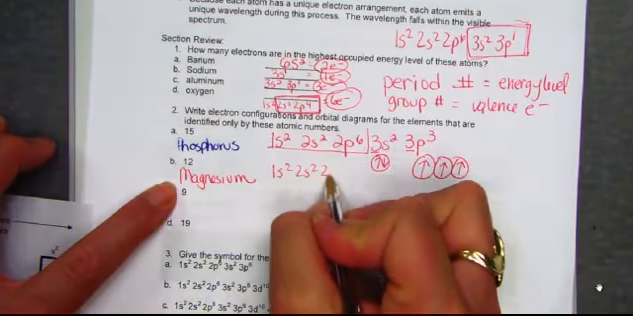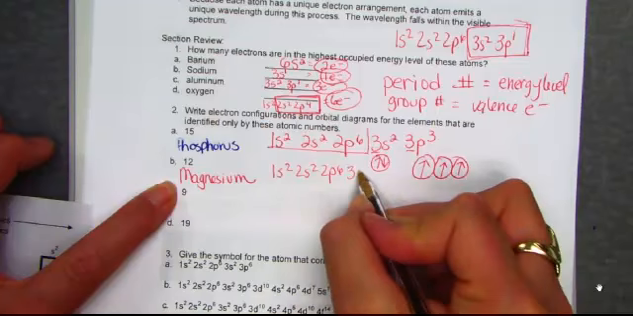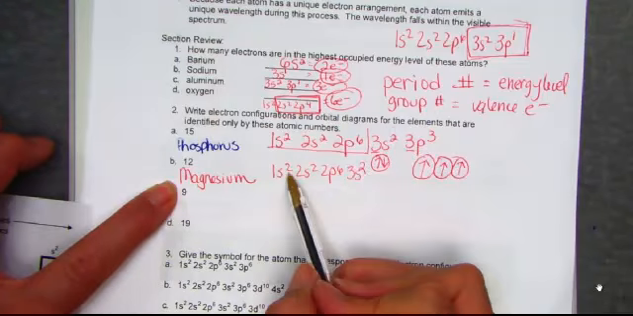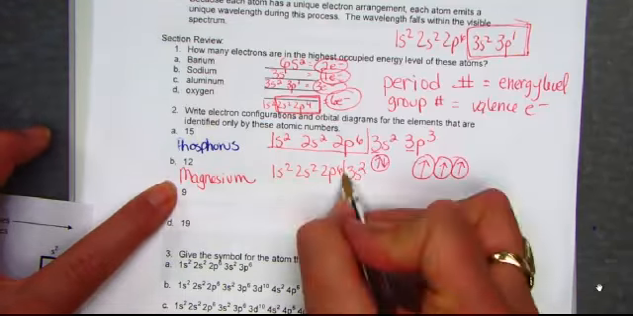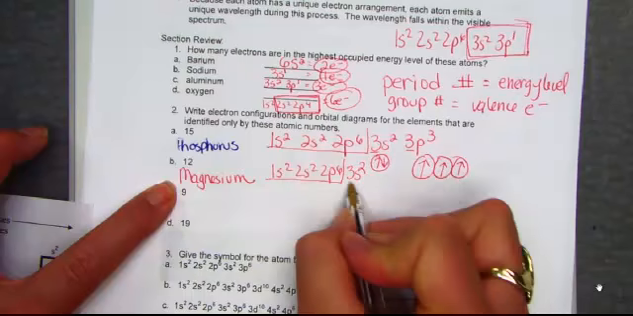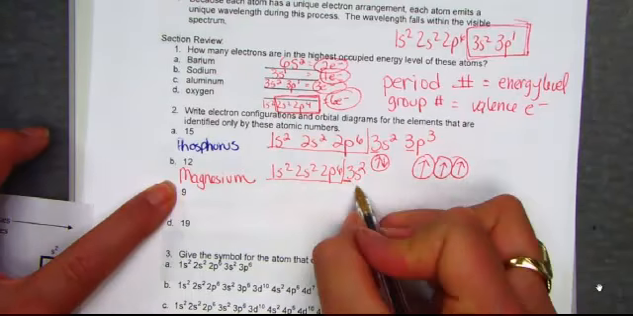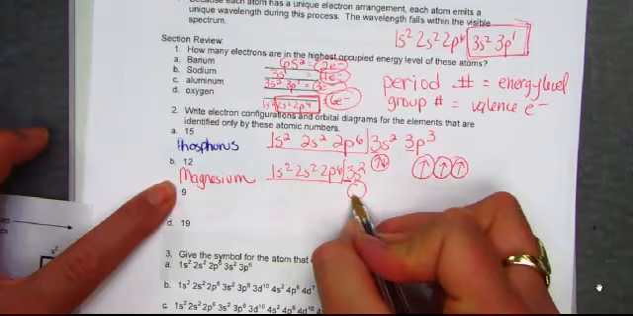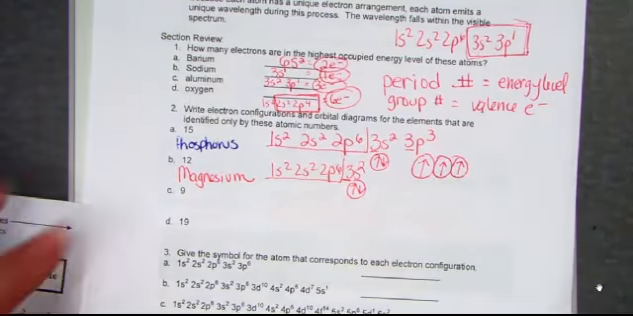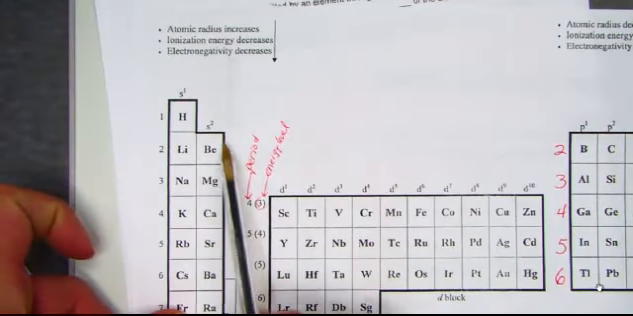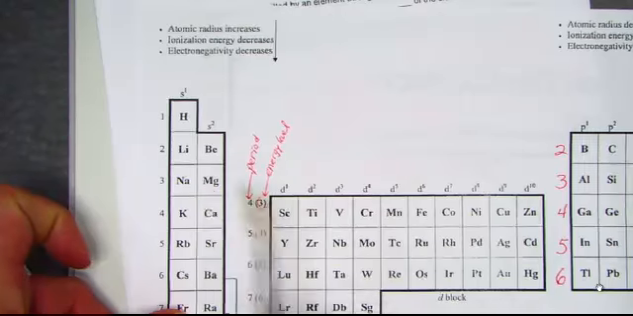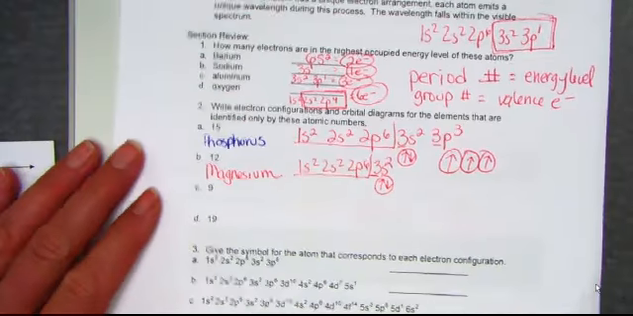1s2, 2s2, 2p6, 3s2. 2 and 2 is 4, 6 is 10, 2 more gets me to 12, our target number. The outermost energy level is quantum number 3. There are 2 electrons in the s sublevel. Magnesium lives in period 3, group 2a. 2 valence electrons that reside in the third energy level.